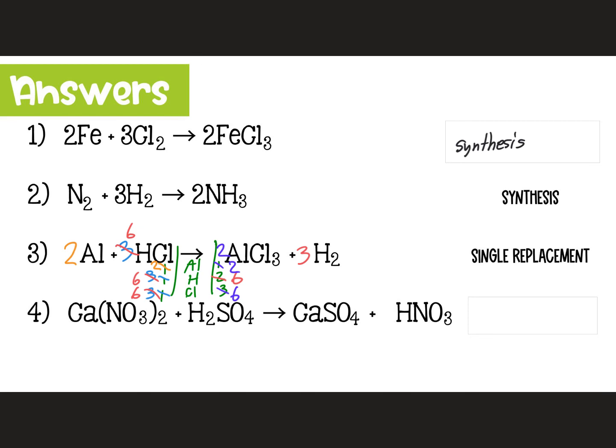Notice how the fourth example has 2 compounds on the left and 2 on the right, with the only thing changing being that the anions switch places. That means this is a double replacement reaction.